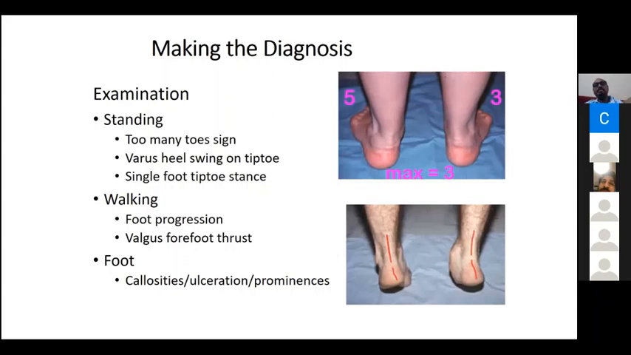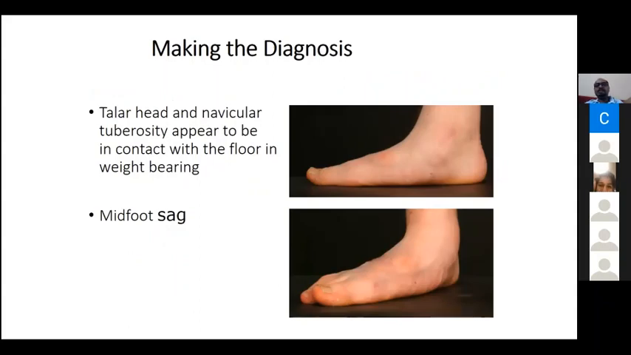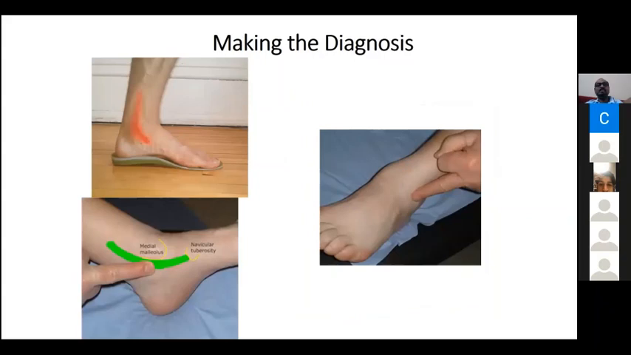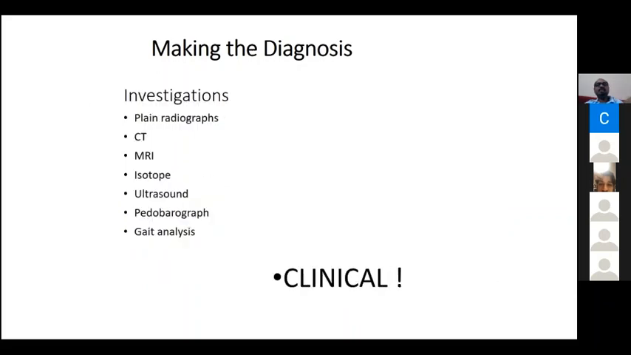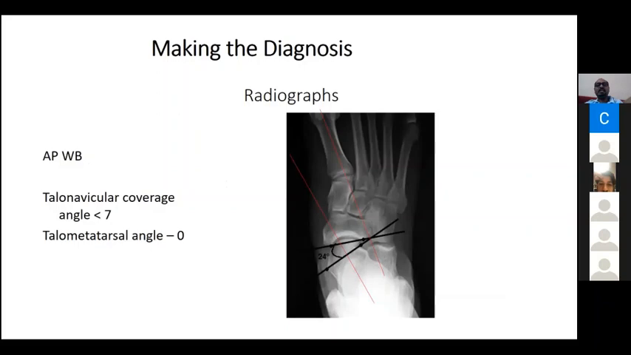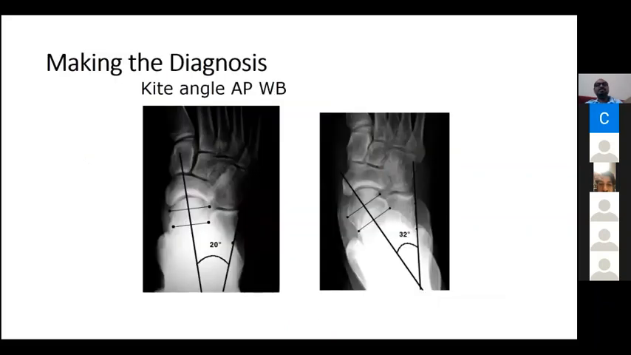So this is the clinical part, not exam related many times, but you should know when to identify and how to identify. And this is what I was saying, how the midfoot sag increases and the forefoot valgus increases. And this is how the foot is seen from behind and from underneath. So investigations are all useless. It is clinical diagnosis, and these are the x-rays which you can look at.